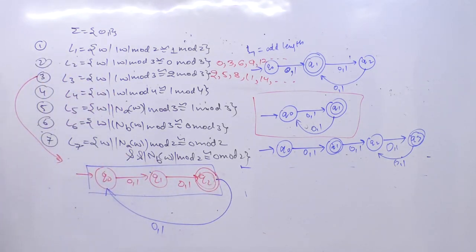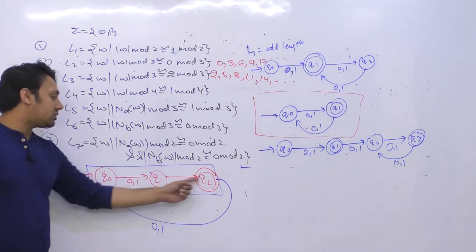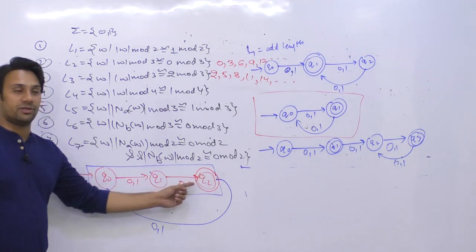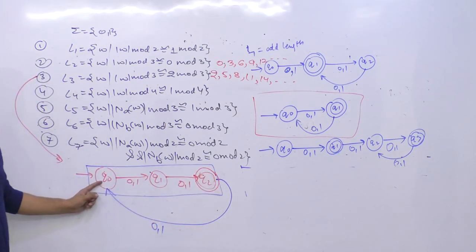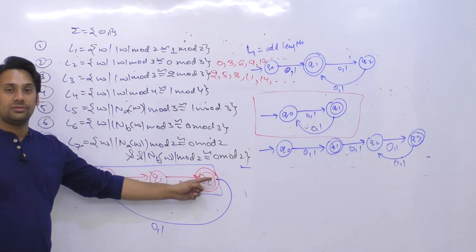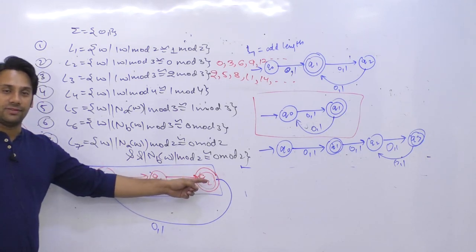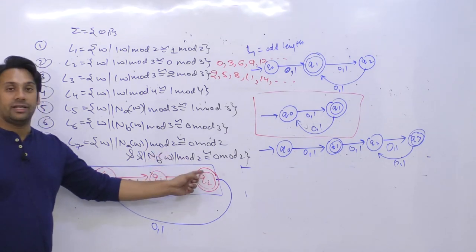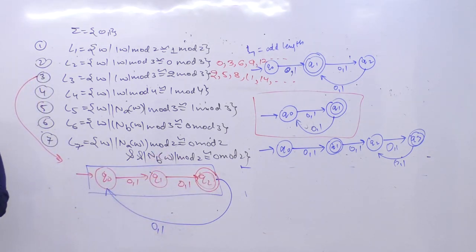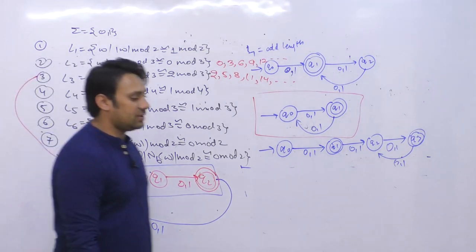So now it says length 1 not accepted, length 2 accepted, length 3 not accepted, length 4 not accepted, length 5 accepted, length 6 not accepted, length 7 not accepted, length 8 accepted, and so on. So whenever we have a string whose length divided by 3 leaves remainder 2, all those strings are accepted.